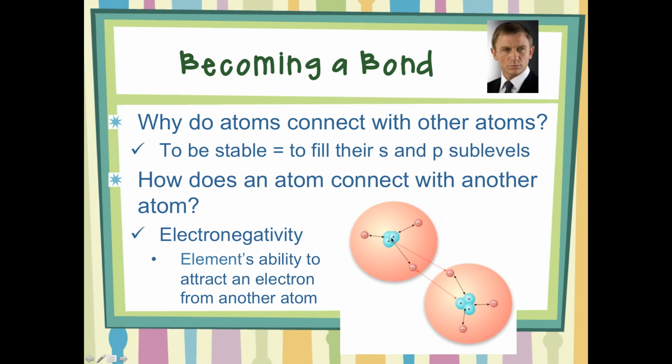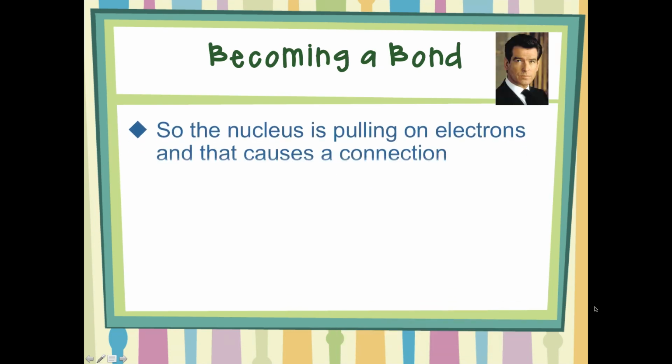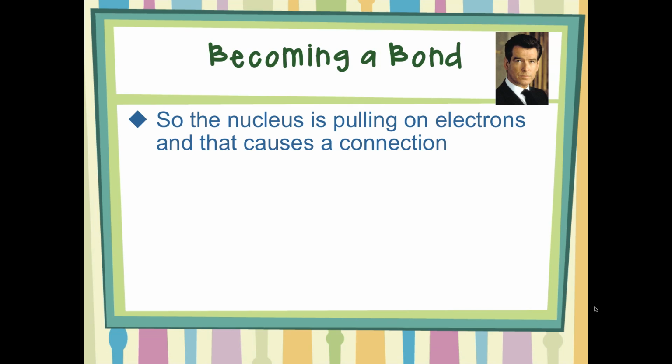And then same here. This atom has an attraction between its nucleus and its own electrons, but is also trying to maybe pull that electron. Electronegativity is how likely this atom will be able to attract this electron to itself, or how likely this atom is to attract that electron to itself. That's electronegativity, and that's what guides all of our understanding about bonding. So the nucleus is pulling on electrons, and then that can cause an attraction. It can cause a connection.